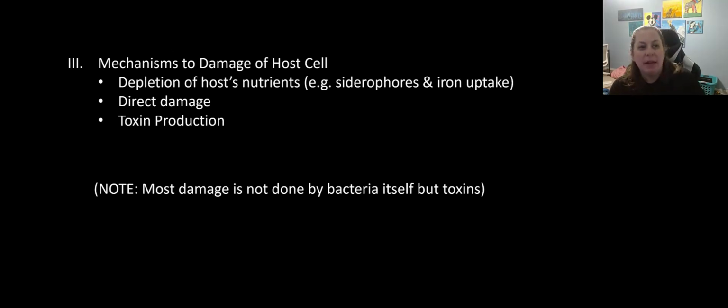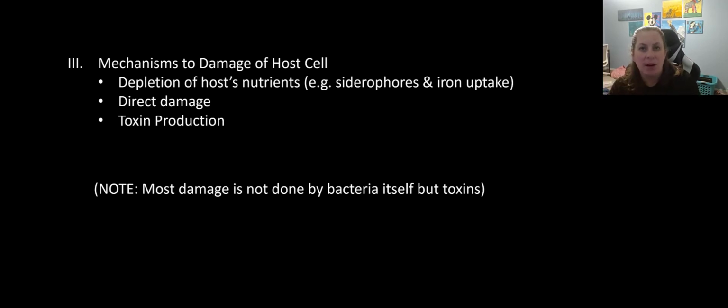So we want to talk about mechanisms that damage the host cell. So these are things that ultimately, after they penetrate into your cells, they're going to ultimately hurt you. The first one is they can deplete your nutrients. They can do this by capturing or holding on to a nutrient that your cells need. An example of this is the siderophores. These guys can actually hold and bind iron, and that iron can't be used by your cells, which can create a problem. Another one is just direct damage to the cells.